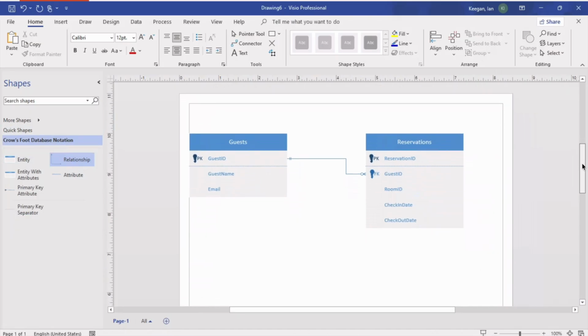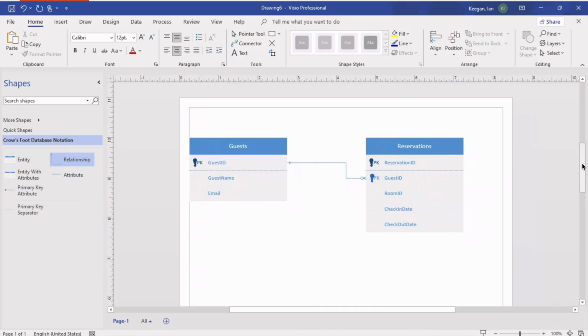Here we have the guest to reservations relationship. The guest ID is the primary key connected to the guest ID in reservations. And here you can see each guest can make many reservations, but each reservation only belongs to one guest.